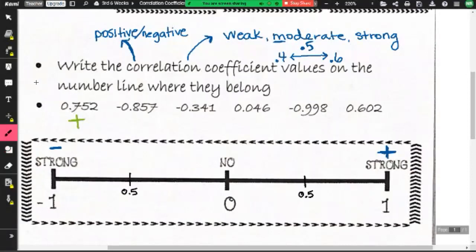0.5. All right. Now, 0.752, we know it's on the right side of my scale, but is it going to fall on the left of the 0.5 or on the right of 0.5? Right. On the right, in between the 0.5 and the 1. I'm going to bring a little arrow down right here. Here's my 0.752.